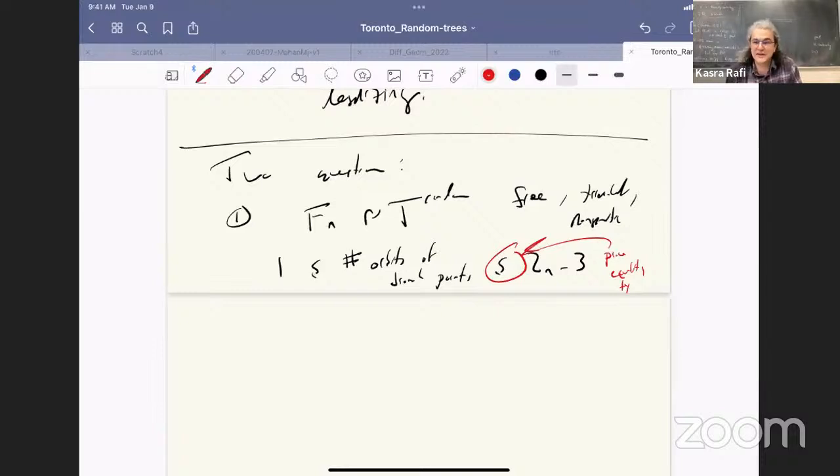No, that could be... The growth. You mean like the growth of automorphisms? I was thinking about building. Right. No, you could ask a different question. I understand it's a different question. I'm just saying. But no. Yeah.